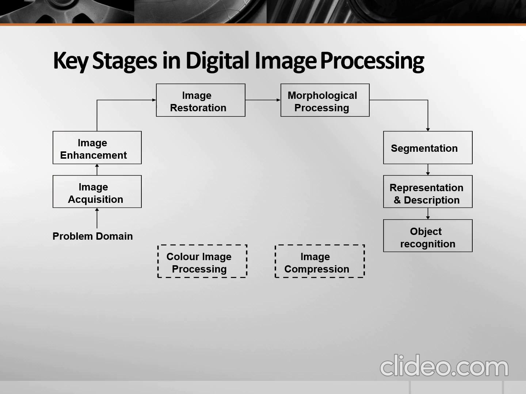The key stages in image processing are image acquisition, image enhancement, image restoration, morphological processing, segmentation, representation and description, object recognition, image compression, and color image processing.